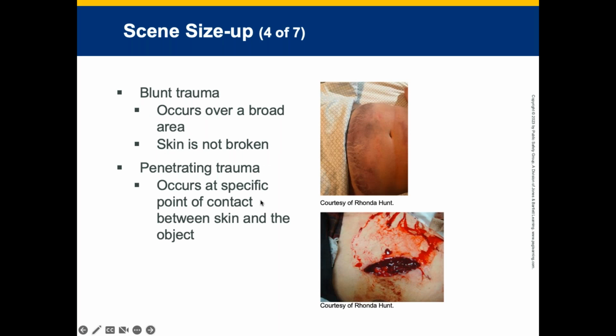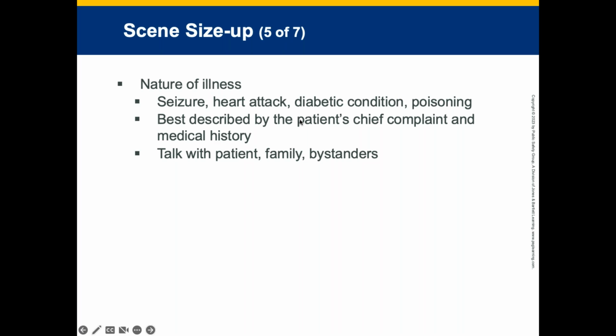With blunt trauma, the force of the injury occurs over a broad area, and the skin is not broken. With penetrating trauma, the force of the injury occurs at the specific point of contact between the skin and the object. Anything that's open has a high risk of infection. Right? High risk of infection. And that is why you're starting to see antibiotics at the paramedic level in the field now. We're able to get the first round of antibiotics quickly.